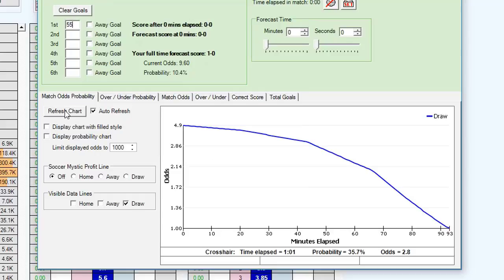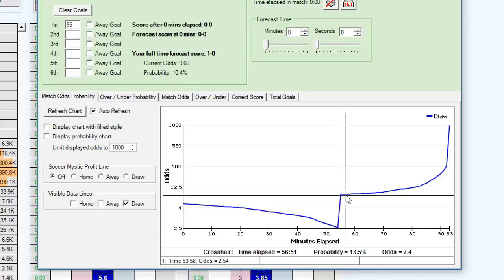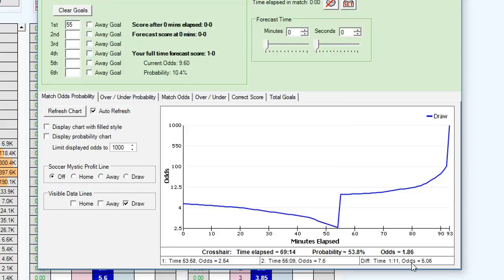You can click refresh here, or it will auto refresh for you. So if I click refresh, you can see that what happens here is the chance of the draw gets more and more certain, and it bottoms at about 55 minutes. It'll be around odds of about 2.5 or so, and then Arsenal score, and then the odds will go flying out. So if you want to calculate roughly what your position would be, what your potential trade value would be, click down here, click up here, and then it'll give you the difference in the bottom bit of the bar here.